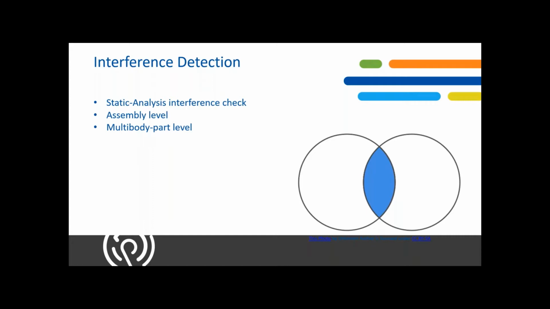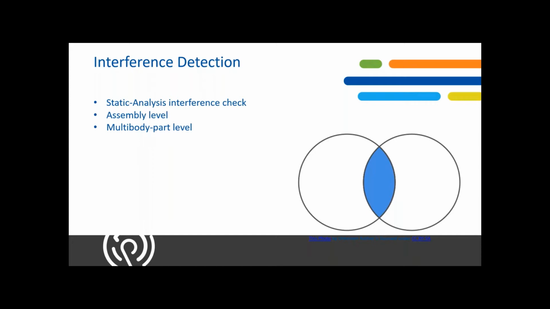The last thing you want is to get yelled at by email or through the phone because the part that you designed had some collision in the middle, in between. And the interference detection in this case in SolidWorks is a static analysis interference check.